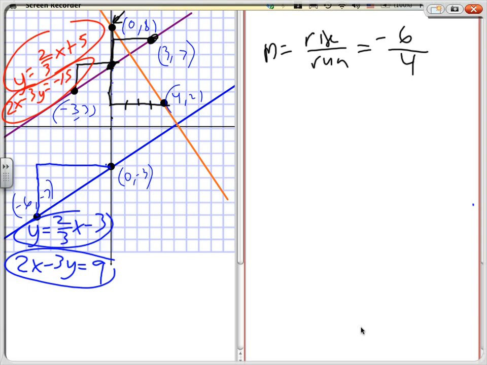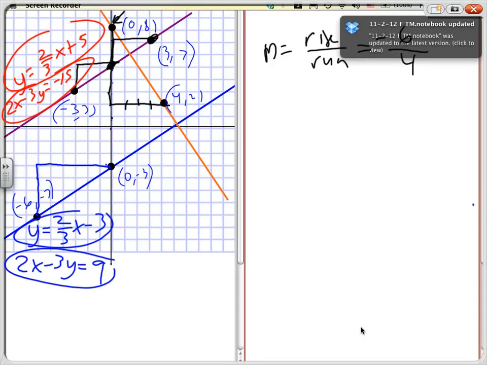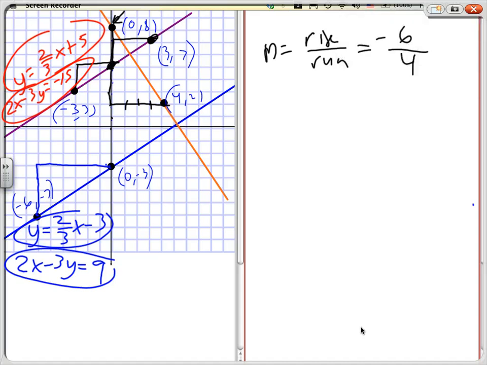Rise over run. Rise is up or down, right? Is that true? You can actually go up or go down, like you're in an elevator. If we're talking about the direction of rise, is that up or down only? Okay, keep it straight.